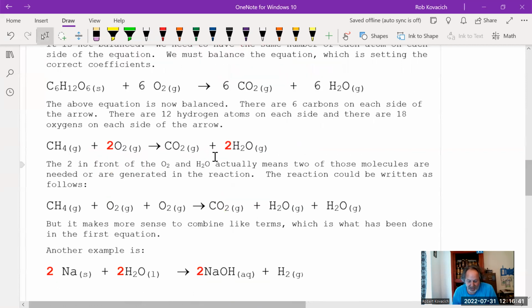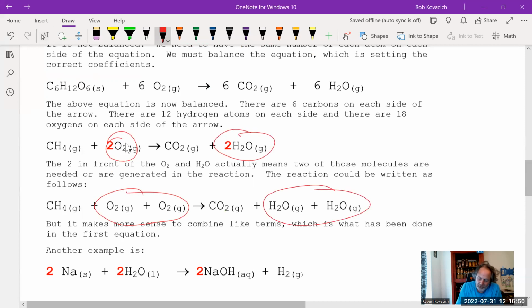I wrote the methane gas one as these 2 O2s and these 2 H2Os. That's what it means. And then I have another example down here. So I will give you lots of practice for balancing chemical equations, but that's really all there is to it. Most of it is just trial and error. If everything is balanced and you just guessed and got the numbers right, well, good for you. That's all that really matters.